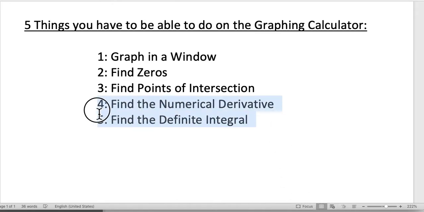Now, when it comes to these last 2, those are very specific to calculus. And if you've never taken a calculus course before, you're not really sure what they are. And so those 2 will come. I want to take a minute now, though, to review these first 3 of graphing, finding zeros, and finding a point of intersection.